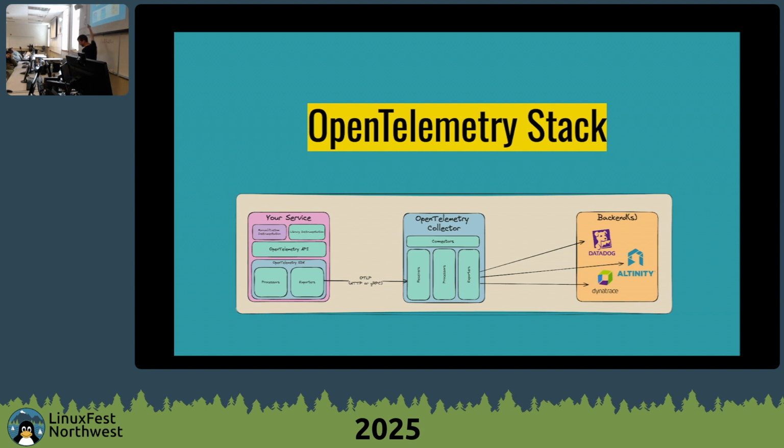But let's talk about this side. So we have all those things inside our service. We have the manual instrumentation. This is kind of hard to read. All right, so let's just talk about receivers, processors, and exporters inside the collector.